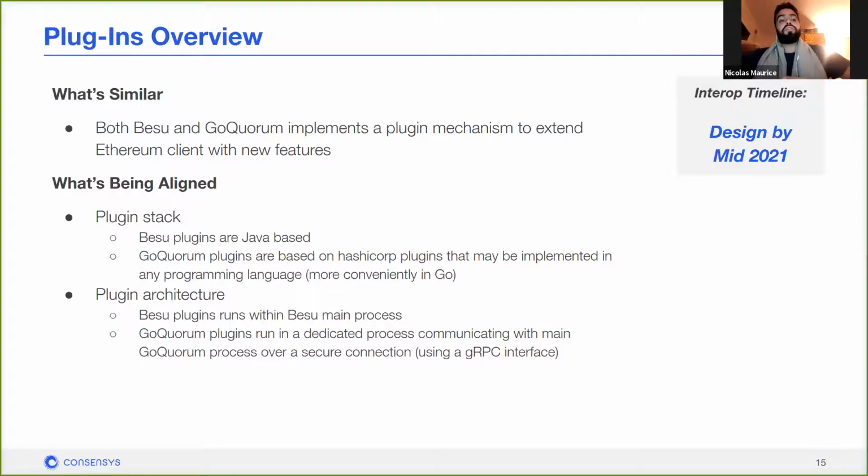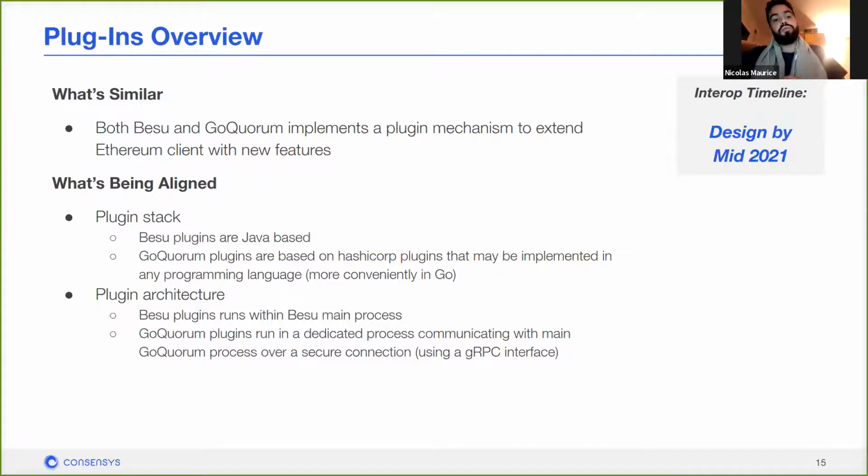And then in terms of architecture, it's also a bit different, since the plugins with Besu run as part of the main Besu process. So basically, when you want to add plugins to Besu, plugins come as individual Java executables, the jars. And when you configure your Besu client at runtime, you indicate where those plugin jars are stored, and Besu will automatically load them and start them as part of the main process.